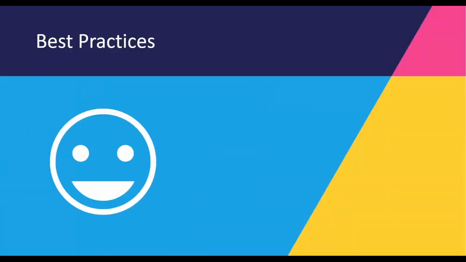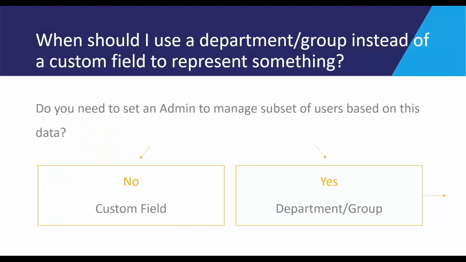Now we'll take a look at some smiley face best practices, a few of our ideas on how you might want to do things. When should I use a department or group instead of a custom field to represent something? So there's many ways you can represent data in the LMS. Custom fields is one of them, and they're not always appropriate. If you need to set an admin to manage a set of users based on that criteria, then you might want to use department instead of a custom field or attribute for that. You can use custom fields for many things as well.